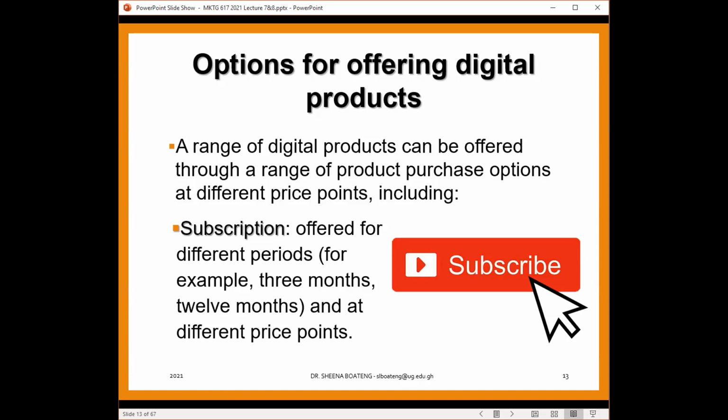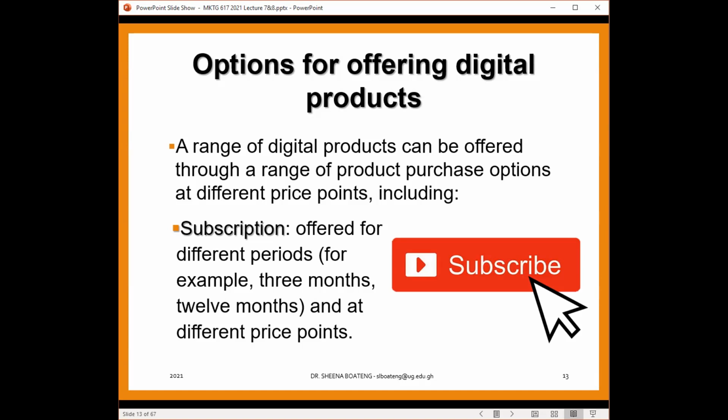So depending on the period that you want to subscribe for, the price points that you will have to pay will differ. So we have subscription services for music. We have subscription services for movies. We even have subscription services for education online now, on platforms like Udemy and Coursera, where you have to subscribe to gain access to certain content. Please, does that make sense?